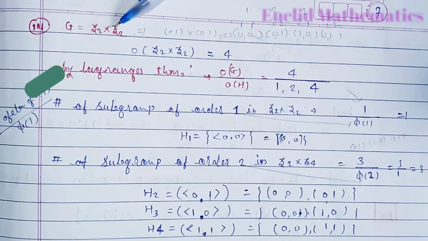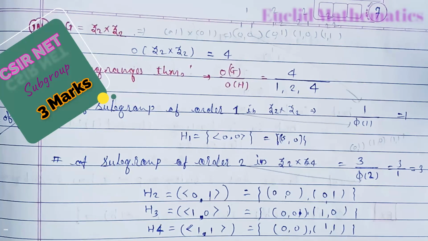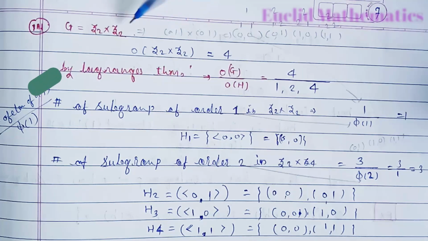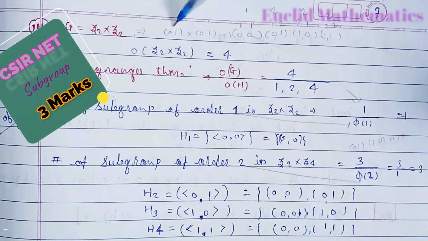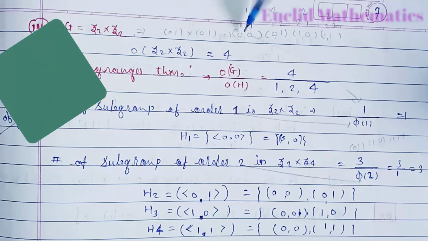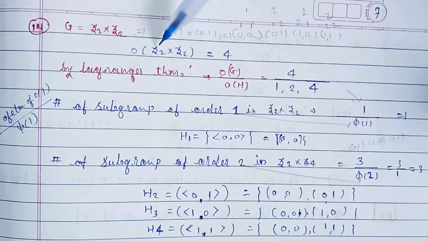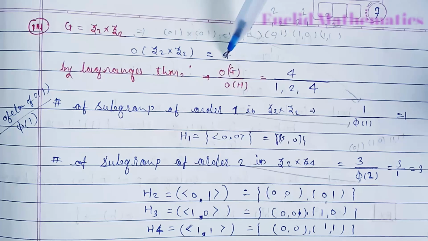We want the total number of subgroups, how many subgroups exist in our Z2 cross Z2. We know that Z2 is an integer group which contains the elements 0 and 1. Then take their Cartesian product, {0, 1} cross {0, 1}. The total elements are (0,0), (0,1), (1,0) and (1,1). You can find it this way, it is easier. The order of Z2 is 2, and the other one is also 2, so the total order of our Z2 cross Z2 is 4.